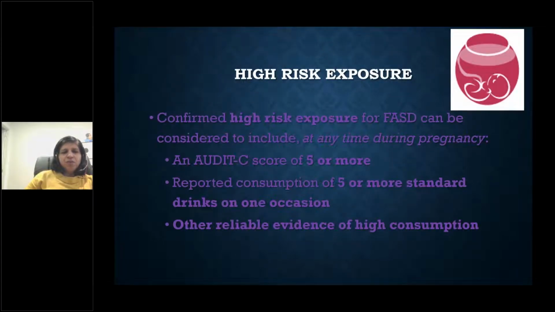Okay, so when do we consider high risk exposure? Confirmed high risk exposure for FASD is considered to include at any time during pregnancy a score of 5 or more, and reported consumption of 5 or more standard drinks on any one occasion, or if there is other reliable evidence of high alcohol use available to us. For example, drink driving, accidents, or involvement in fights.